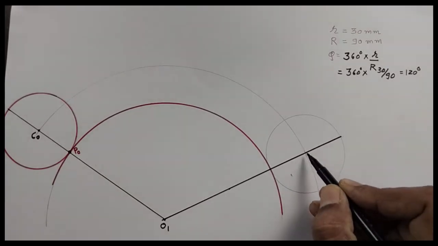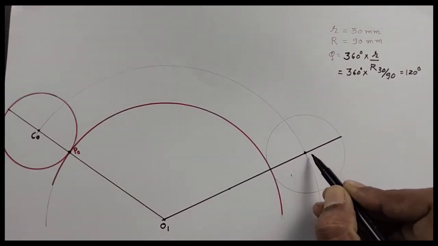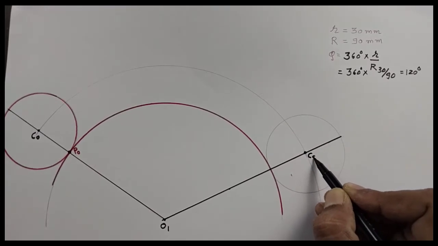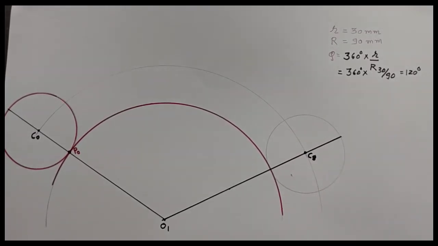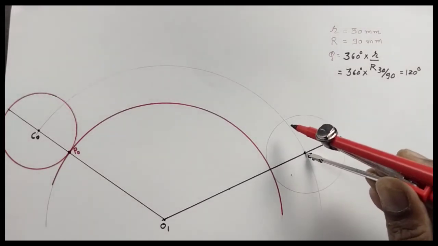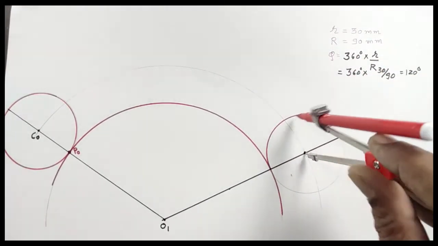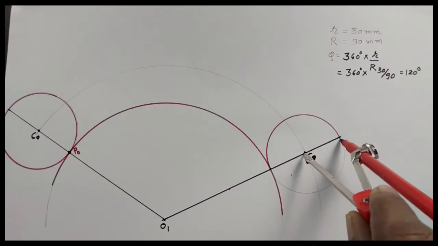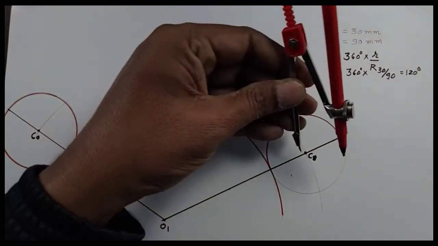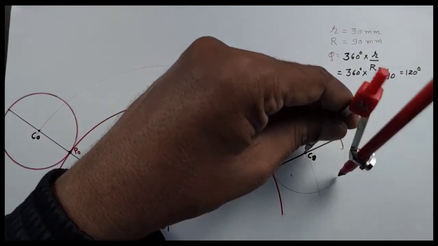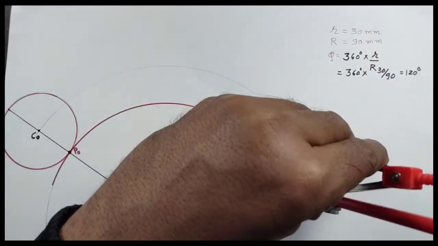Now this is the end point after one revolution, so we mark the C8, the last position after the completion of one revolution. So you take the C8 center, radius is your rolling circle 30 mm, and you can draw the last circle of end point position.